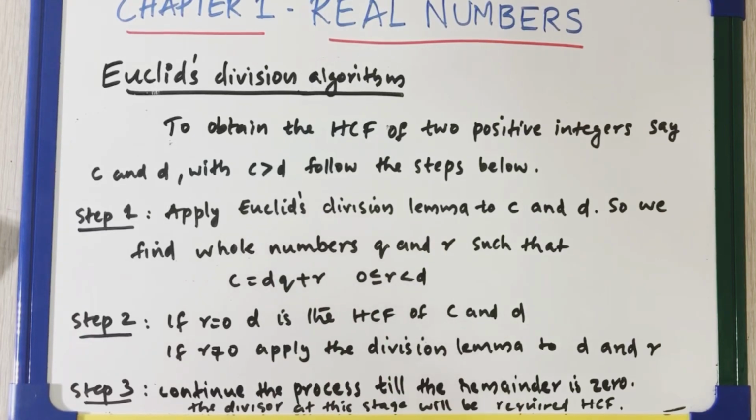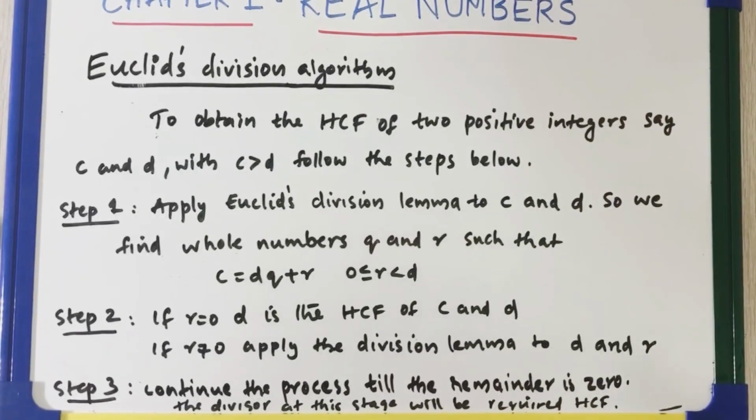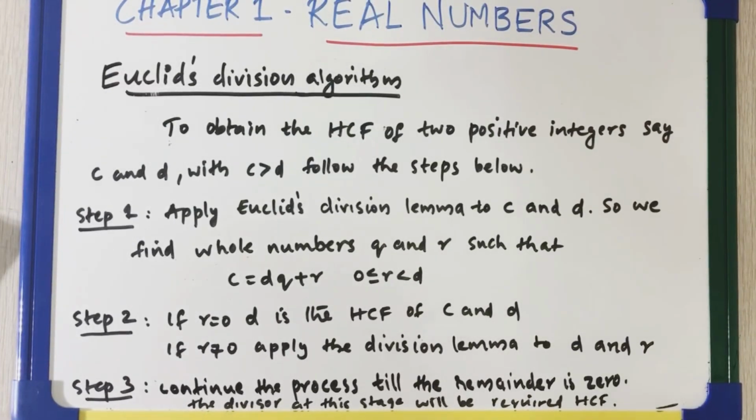step we have to apply Euclid's lemma to c and d. Then we will get a quotient and a remainder. If the remainder is 0, then the divisor d will be the HCF. If the remainder is non-zero, apply Euclid's lemma to d and r. Continue the process till the remainder is 0. When we get the remainder r equal to 0, that divisor will be the HCF.